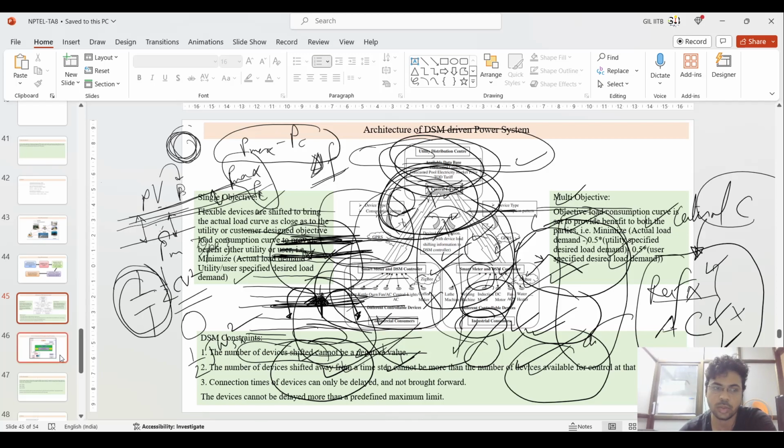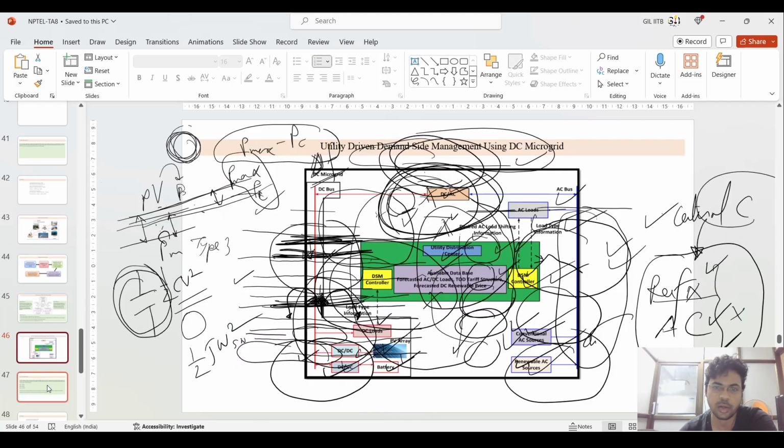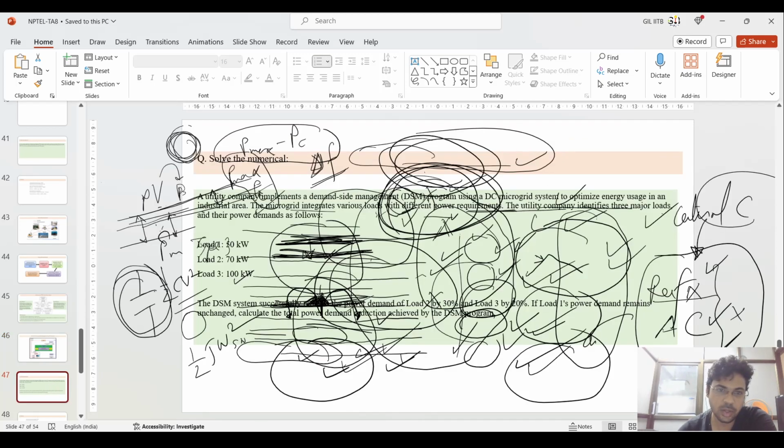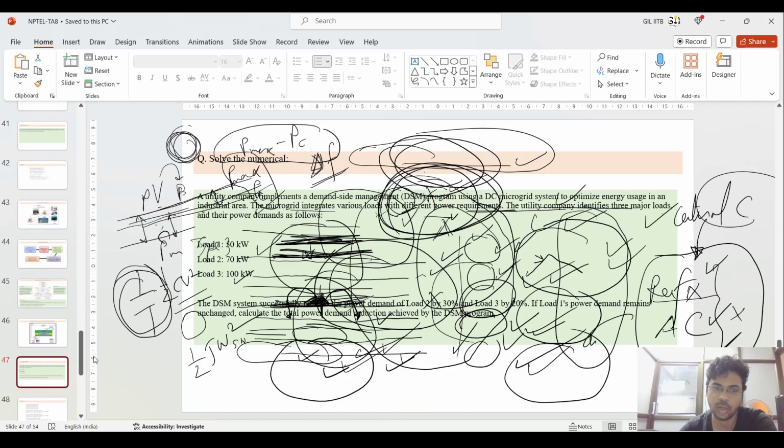What they do, they generally shed the load. Shedding of the load is not actually a good solution. So that's why they go for this demand side management. And this is the architecture related to this in a microgrid. And this is the one question.